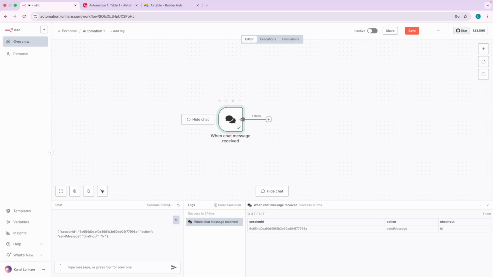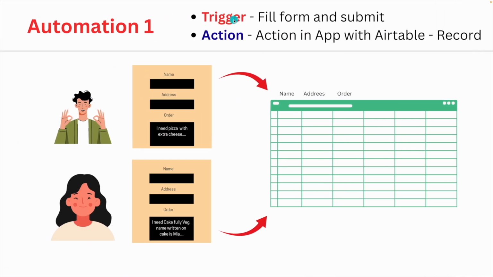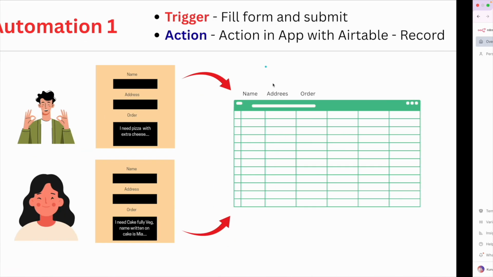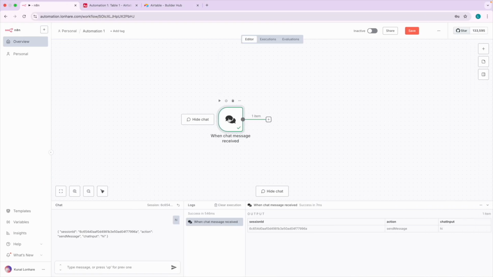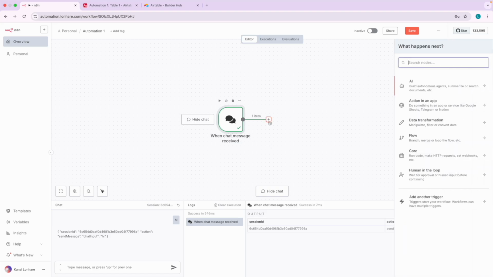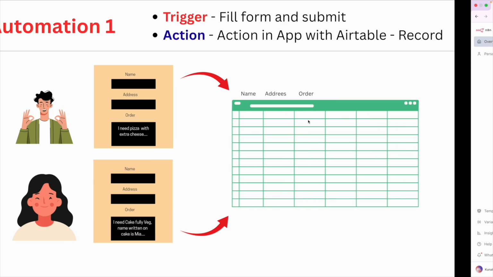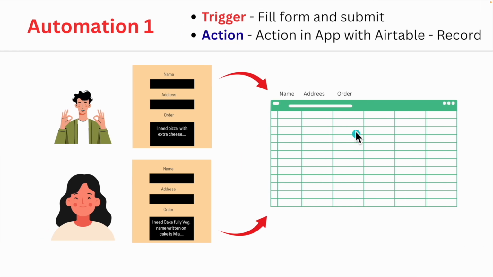So you can see the very first thing is we get the chat trigger, which we have right now selected. Of course we have to go with the form, but I want to make you understand something, so that's the reason I first took this chat option. Now if you click on the create button, we need to record in the Airtable.